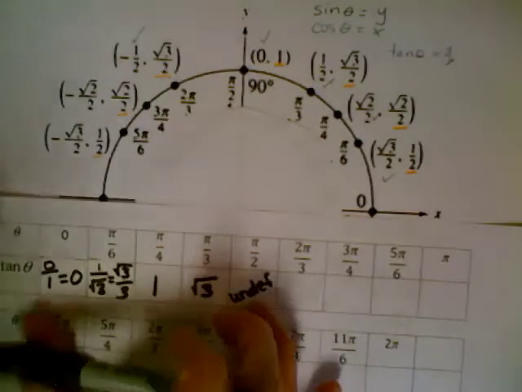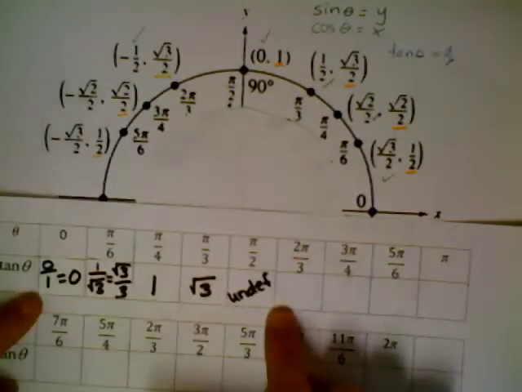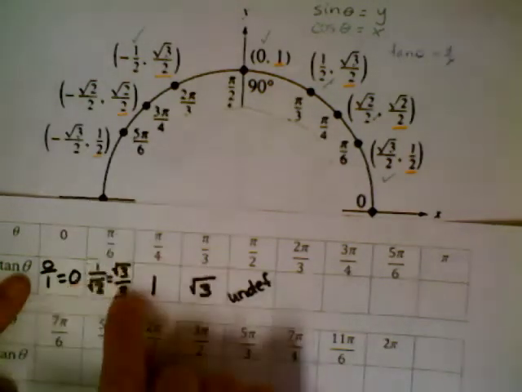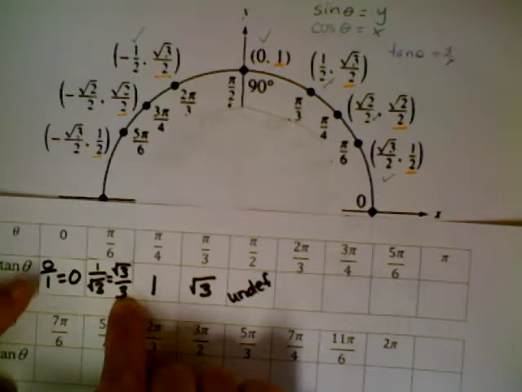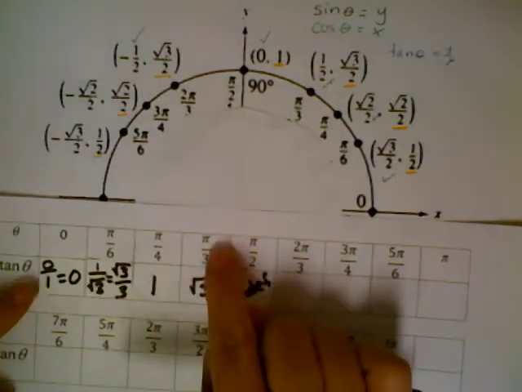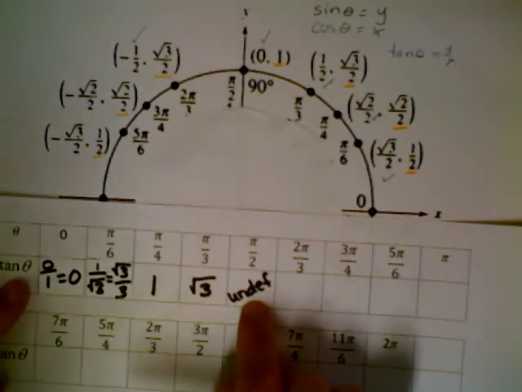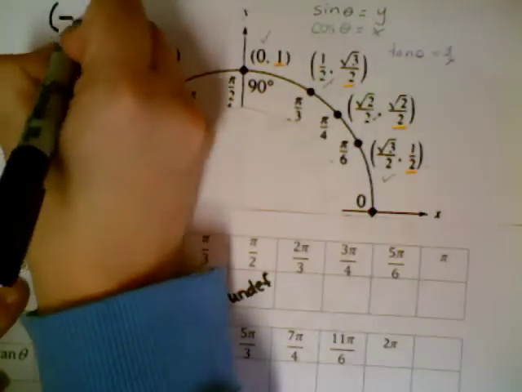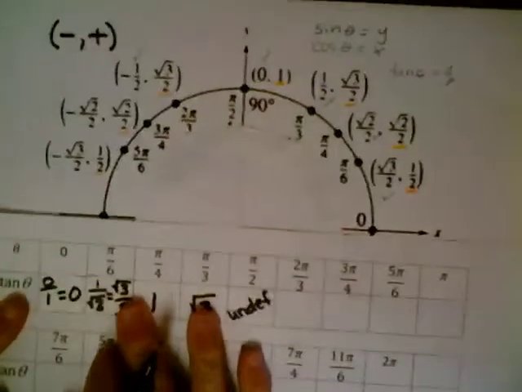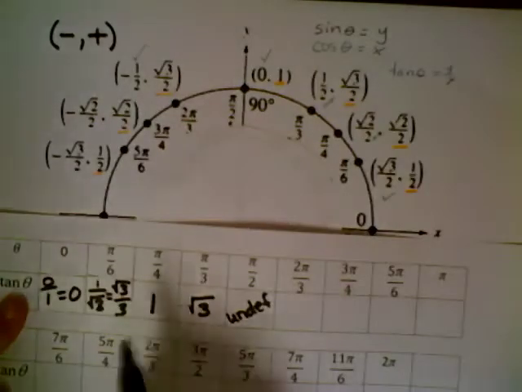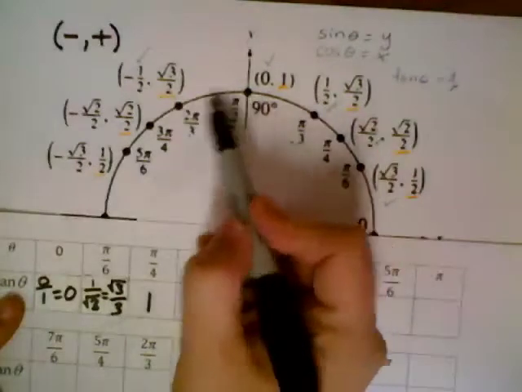Okay, so in the first quadrant, looking down here, tangent of 0 is 0, tangent of pi over 6 is square root 3 over 3, tangent of pi over 4 is 1, and tangent of pi over 3 is square root 3. Tangent of pi over 2 is undefined, and as we continue on into the second quadrant, since quadrant 2 is the negative positive quadrant, y over x is going to be a negative ratio. Okay, so let's continue around.